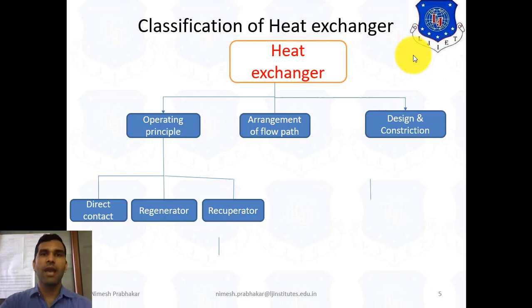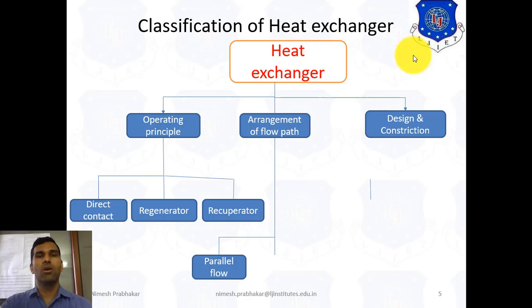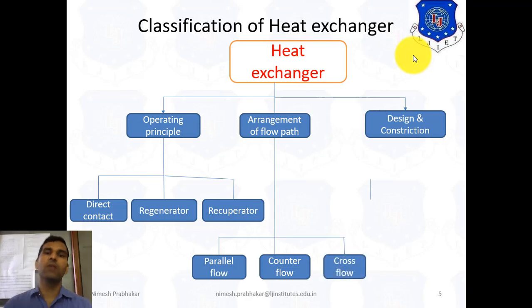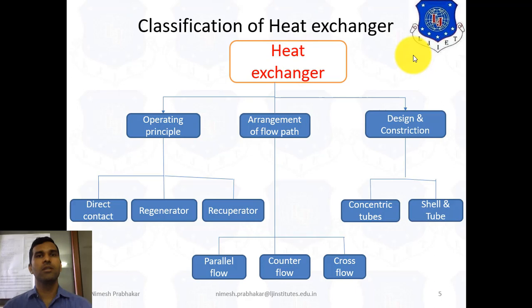Also, the arrangement of flow path is divided into three parts: first parallel flow, second counter flow, and third cross flow. And design and construction has two parts: first the concentric tube heat exchanger, and second the shell and tube heat exchanger. Now we start with the first classification, based on operating principle.